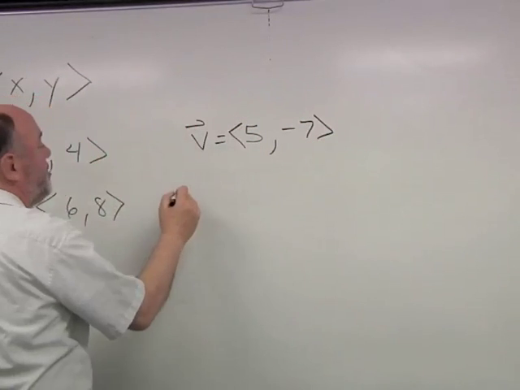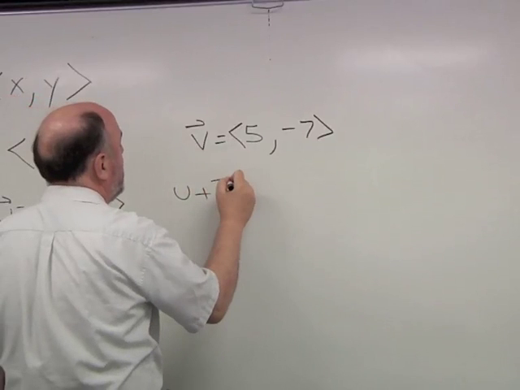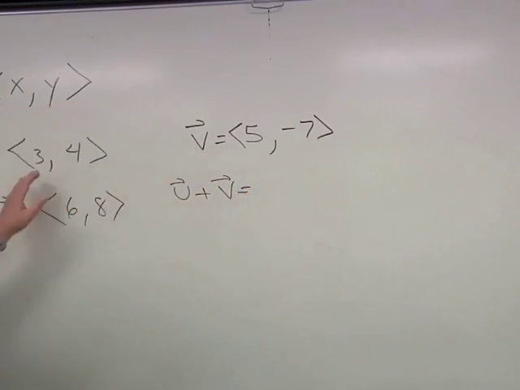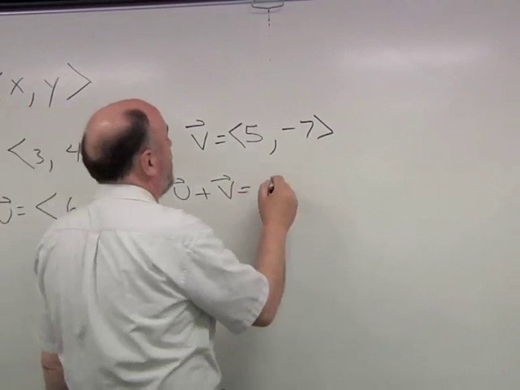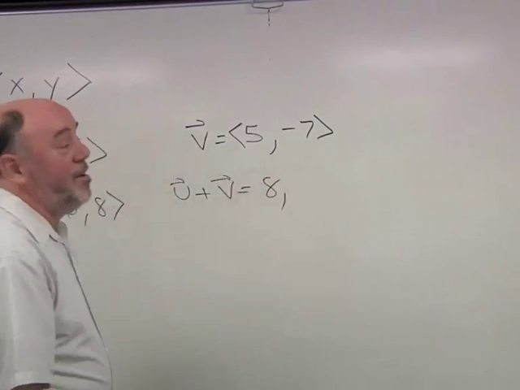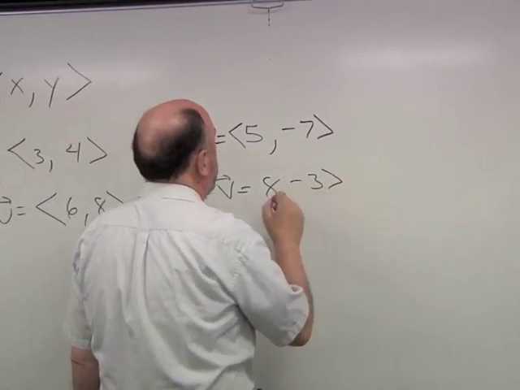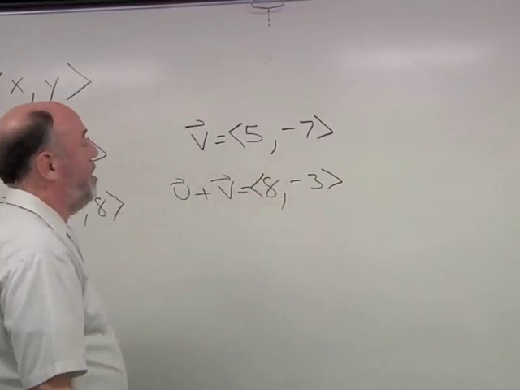So we can add our vectors. We can do u plus v. And so to do this, we add the x numbers together, and then we add the y numbers together. So 3 plus 5 is 8. 4 plus the -7 will give us -3. So we have our adding.